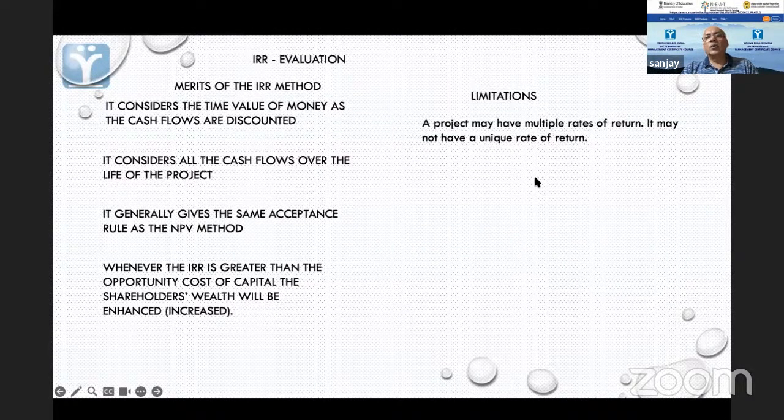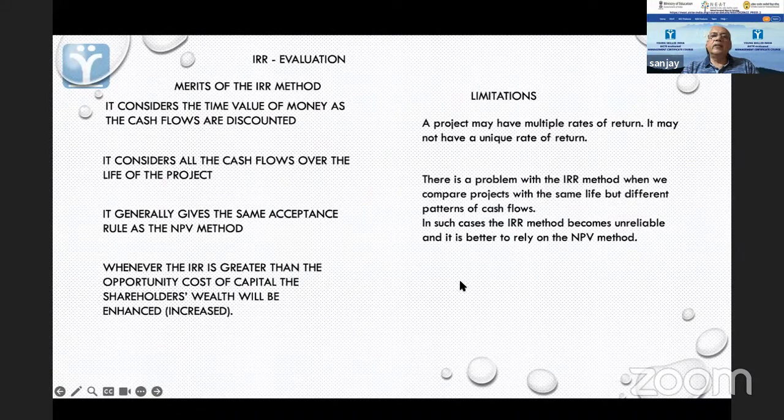Limitations: the big limitation is always estimating the proper rate, the cost of capital, and estimating the cash inflows. That is always a problem. That problem is there with NPV, that problem is there with IRR. But any attempt to look into the future is always a dicey proposition. It's never going to be easy. So that limitation is inbuilt into any forecast, and therefore, it applies to both NPV and IRR.